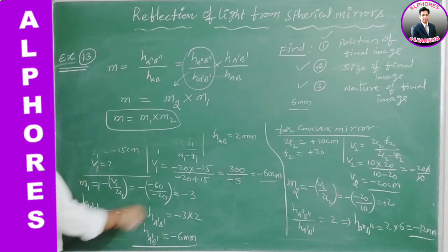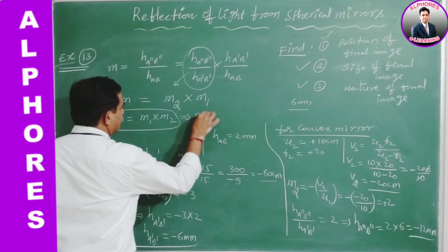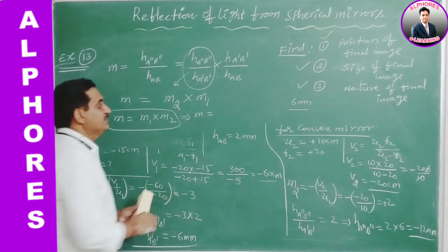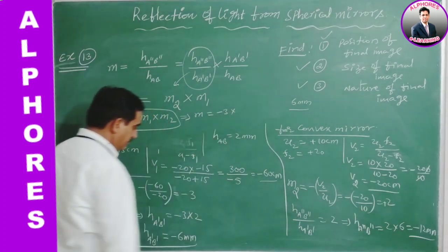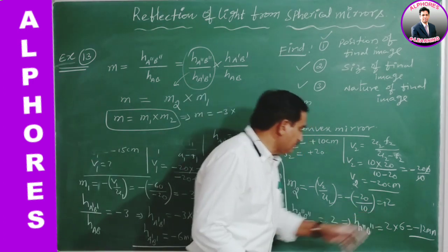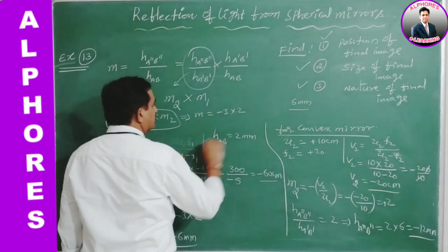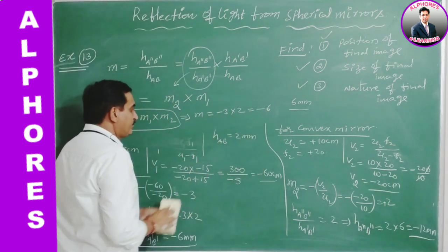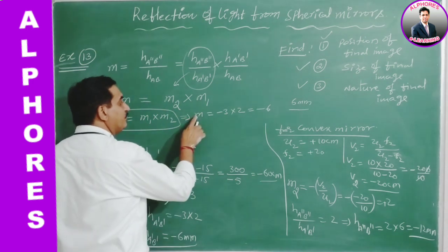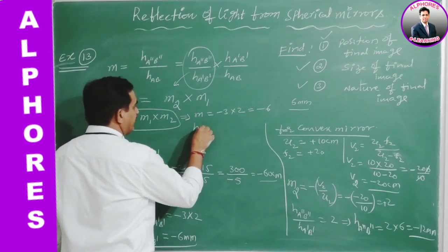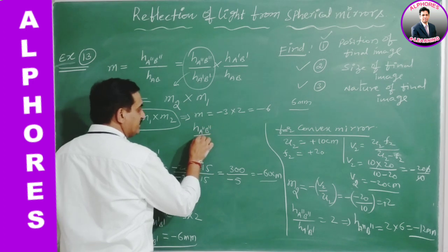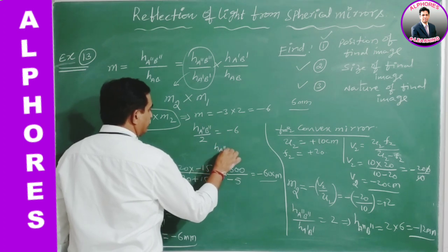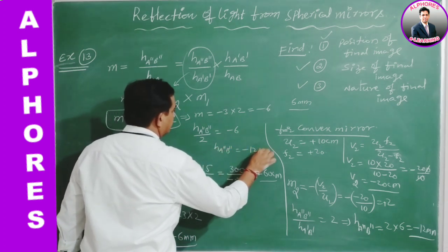So we can also find this total magnification directly. M is equal to M1 into M2. M1 is obtained as minus 3, and M2 is obtained as plus 2, which gives minus 6. From this, final magnification H A double dash B double dash by H A B, which is 2 millimeter, is equal to minus 6. H A double dash B double dash is equal to minus 12 millimeters.